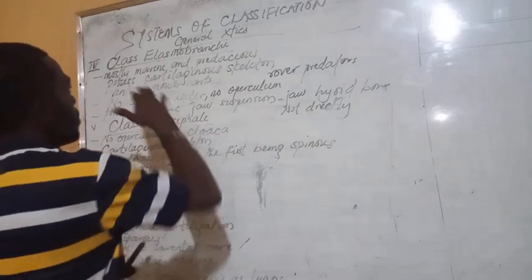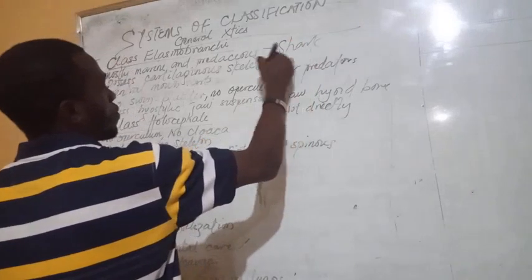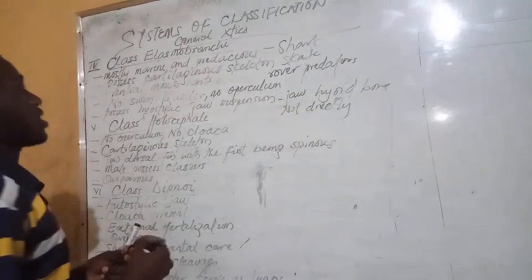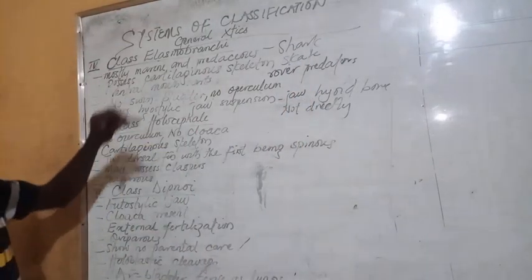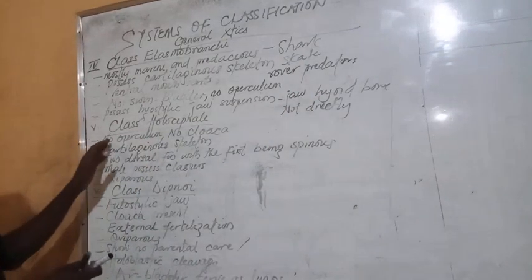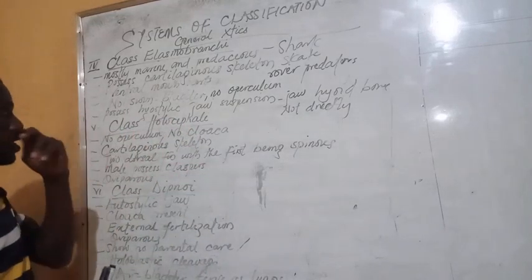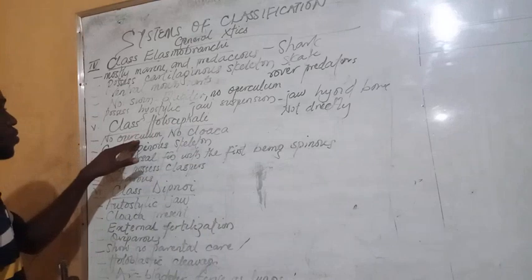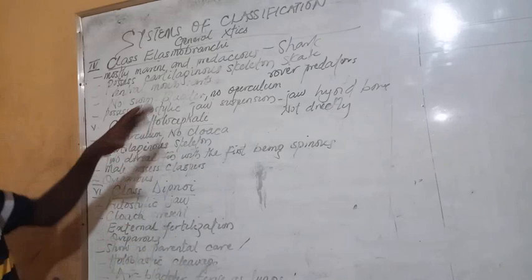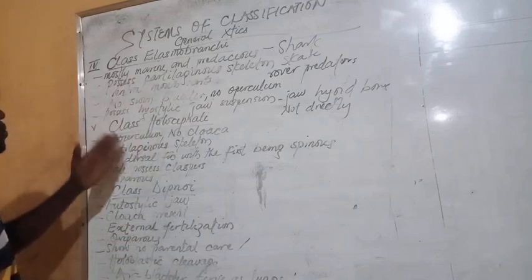Alright, now a major example of this is the shark. So all sharks, skates, and fishes like that, they belong to this class, Elasmobranchii. And now the class Holocephali. Have we said holo means the whole body, and cephal means the head. So no operculum and no cloaca. They possess gill slits instead of the operculum.